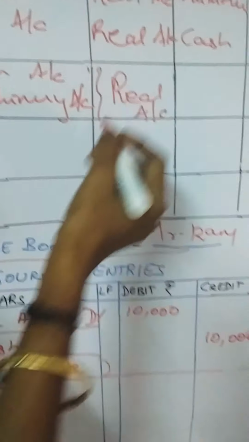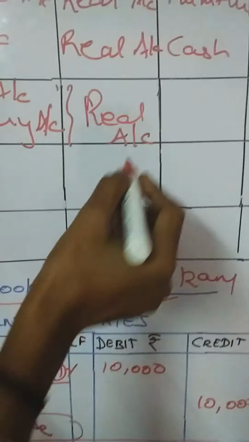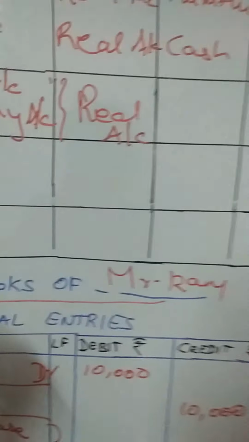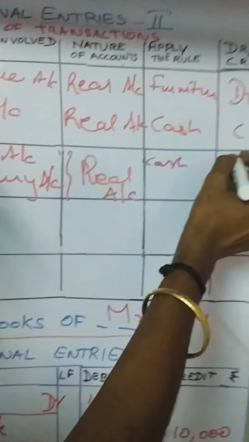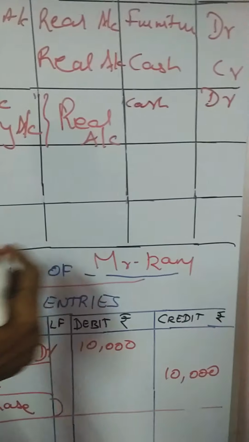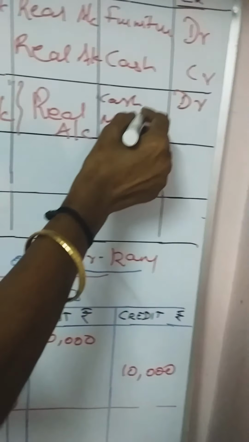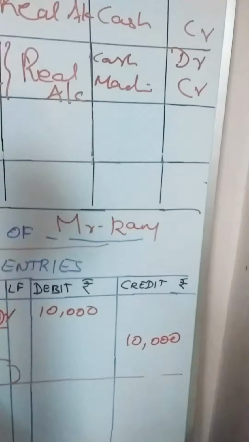Now we are going to apply the rule. You already know the double entry system of bookkeeping. Under the real account, debit what comes in and credit what goes out. Here what comes in? Cash comes in. That should be debited. And what goes out? Machinery goes out. That should be credited.